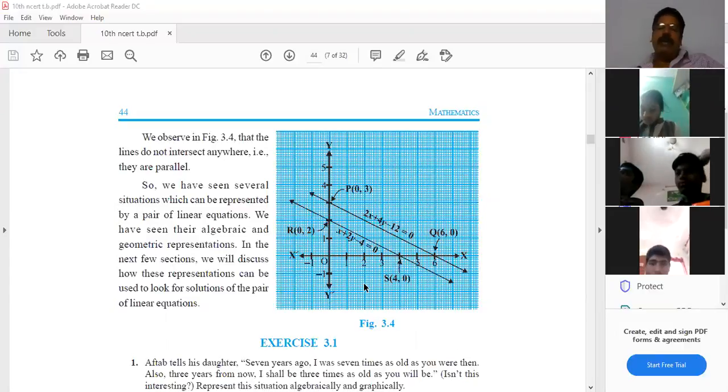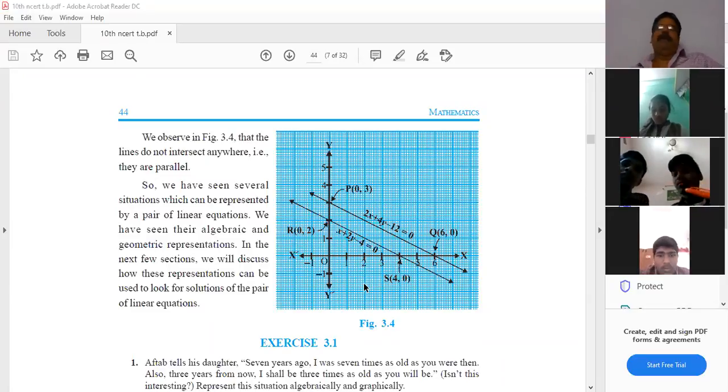So if you draw a pair of linear equations on the graph sheet, there are three possible ways. One is that they are intersecting, the second is that they are coincident lines, and the third is that they are parallel.